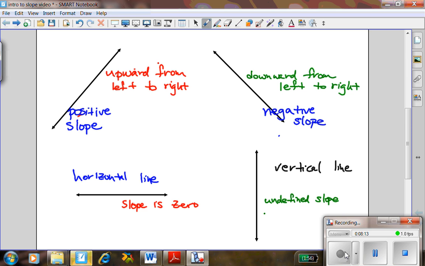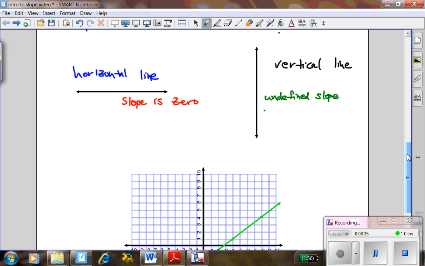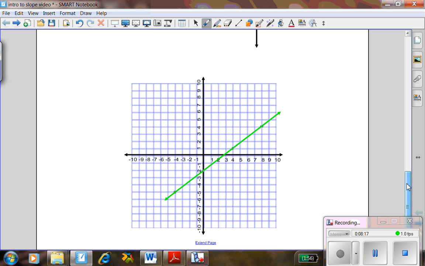Okay, so now let's look at some specific examples here. Let's take this line right here. Before you even start, look at how the line goes up or down. Does it go up from left to right, or does it go down from left to right? We know it's not horizontal. We also know that it's not vertical. So what kind of slope would this graph have? Positive or negative? And hopefully you just said positive.